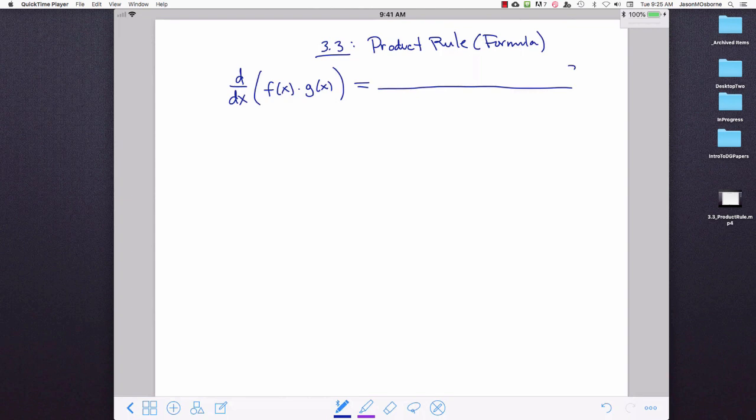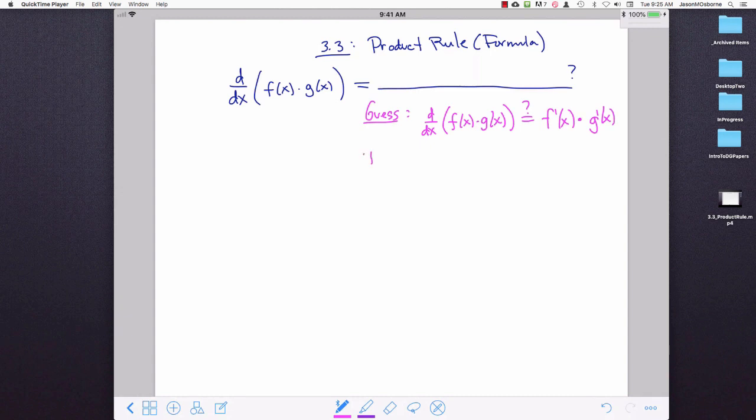Okay, that's a big question. I mean, you have some guesses. Maybe a guess would be that the derivative of two functions being multiplied by each other, you could guess that that's equal to the derivative of one of the functions, the derivative of the other function, and then you just simply multiply those two answers.